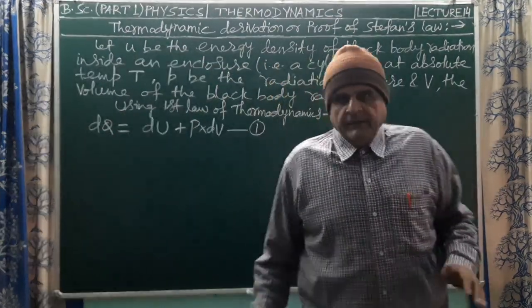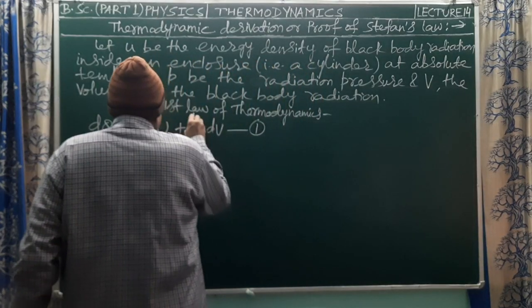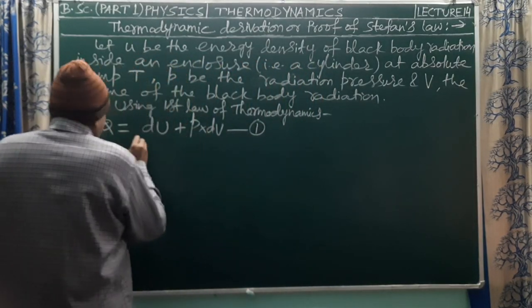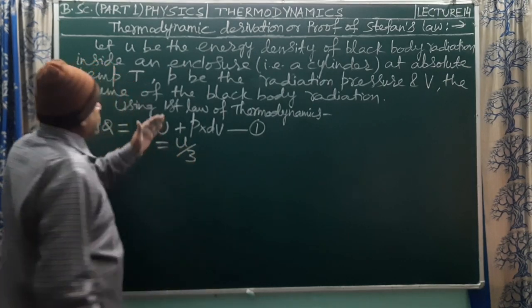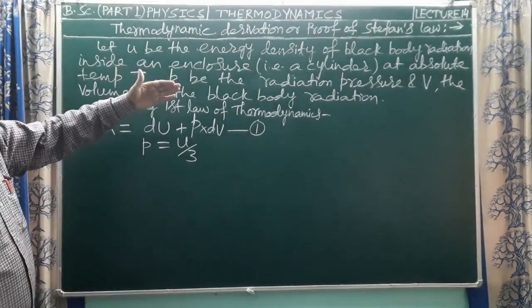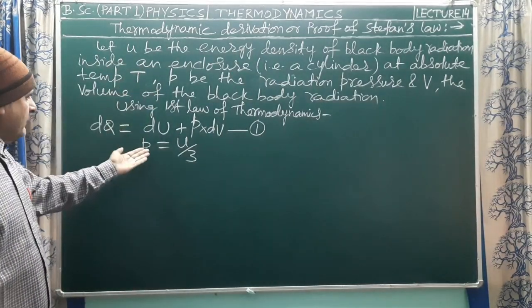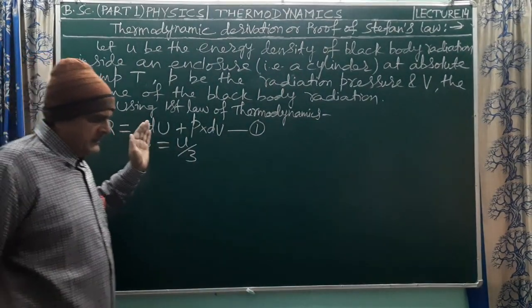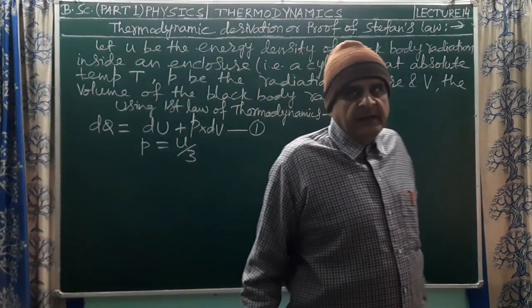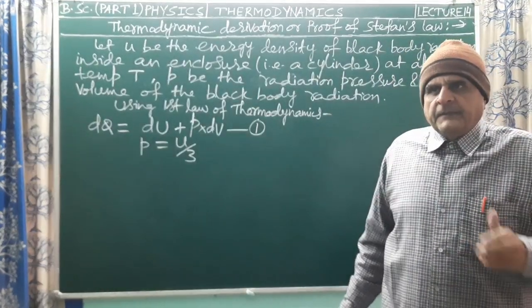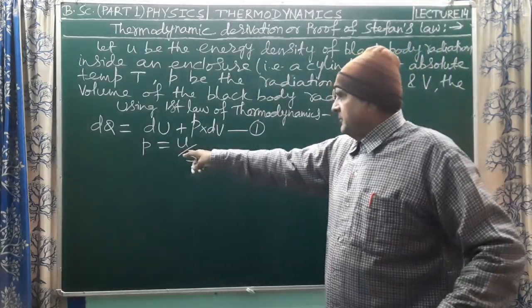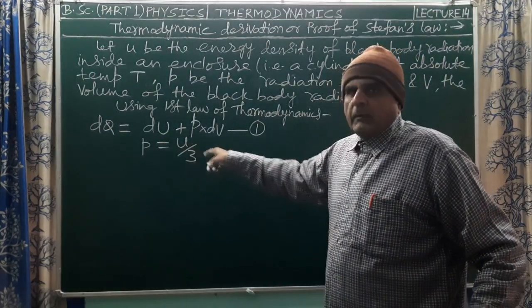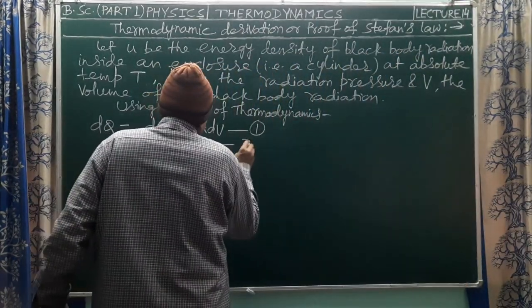Pressure of diffuse radiation, small p, equals 1/3 of the energy density. We have taken the energy density of black body radiation as small u. So the pressure of diffuse radiation, that is radiation pressure, is equal to 1/3 of the energy density, small p equals u upon 3. Suppose it is equation number 2.